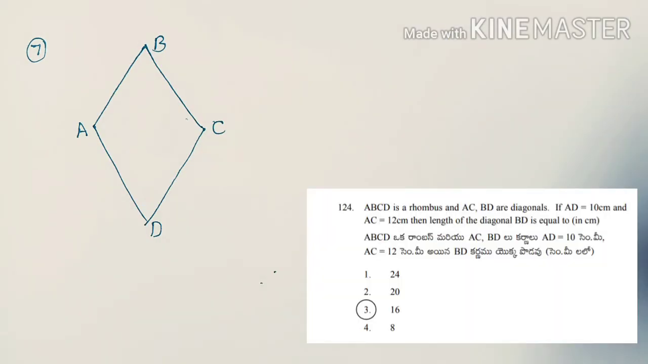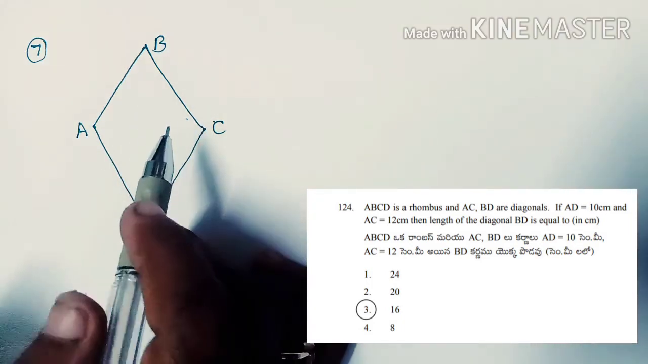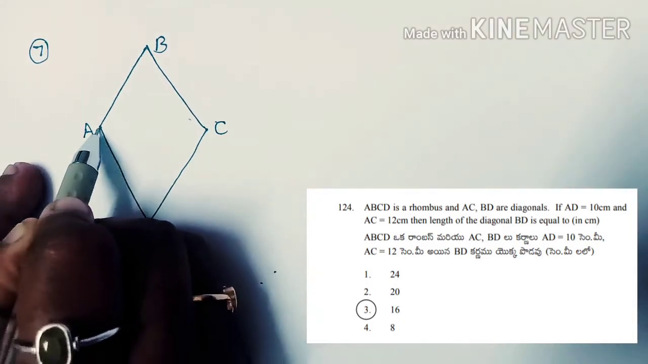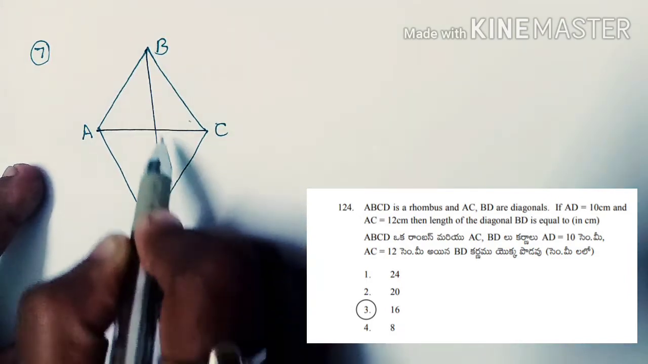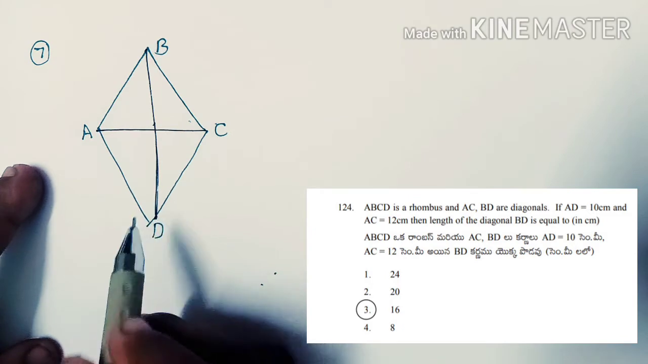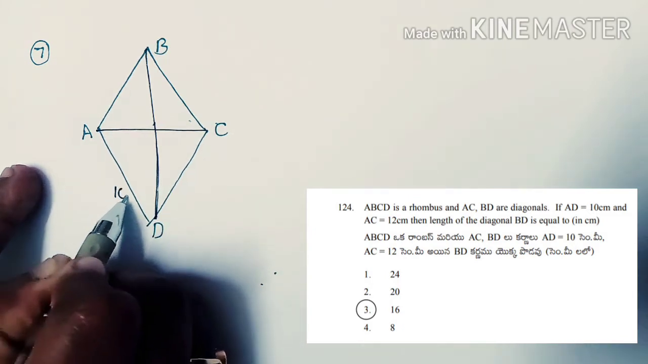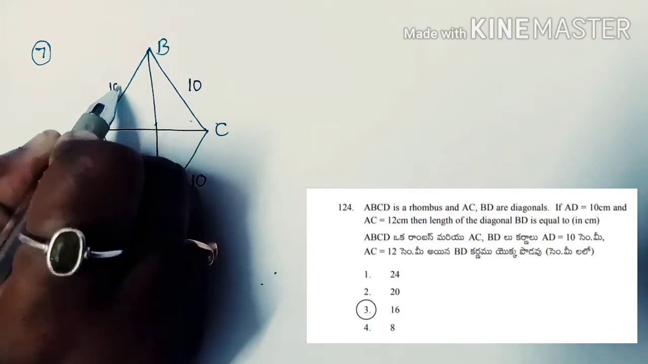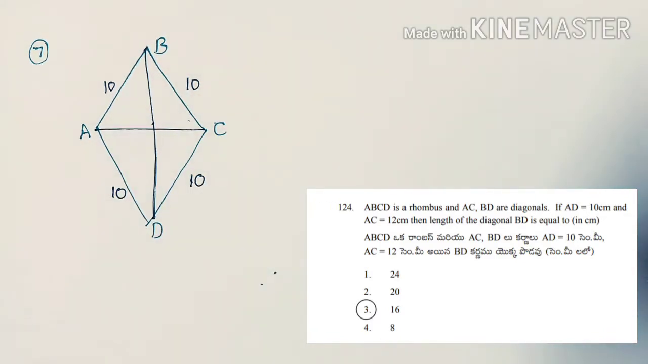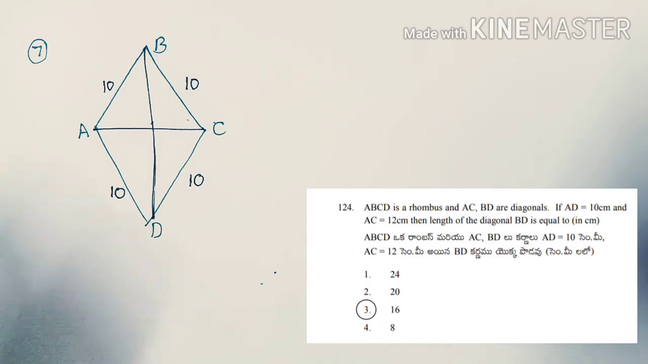Next problem, ABCD is a rhombus and AC, BD are diagonals. If AD is equal to 10 centimeters and AC is equal to 12 centimeters, then the length of the diagonal BD is equal to? So given that ABCD is a rhombus and AC, BD are the diagonals. Now given that AD is equal to 10. AD is equal to 10 means all sides are equal and each side is equal to 10 centimeters. In a rhombus all sides are equal.